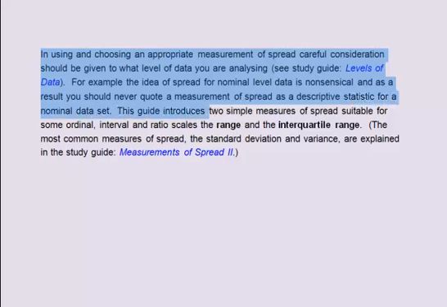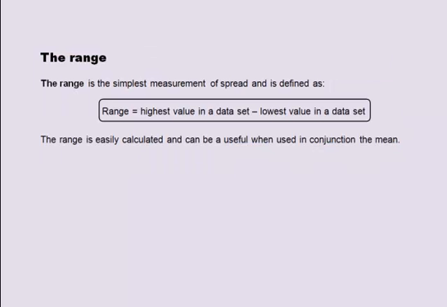This guide introduces two simple measures of spread suitable for some ordinal, interval and ratio scales, the range and the interquartile range. The most common measures of spread, the standard deviation and variance, are explained in the Study Guide, Measurements of Spread 2.